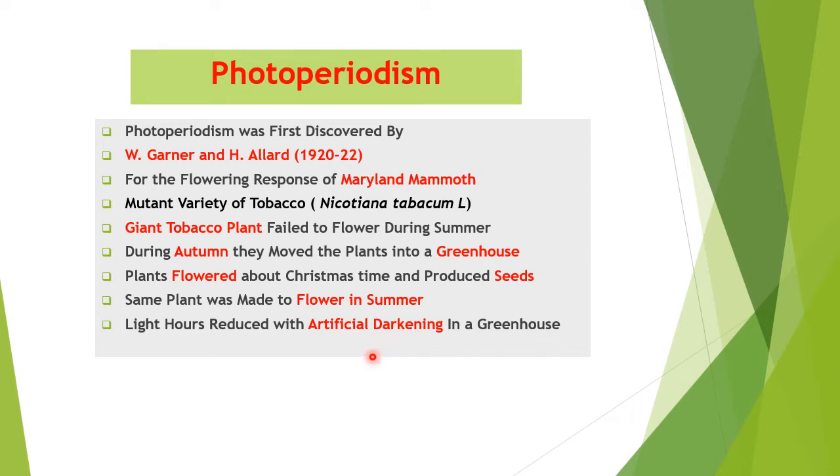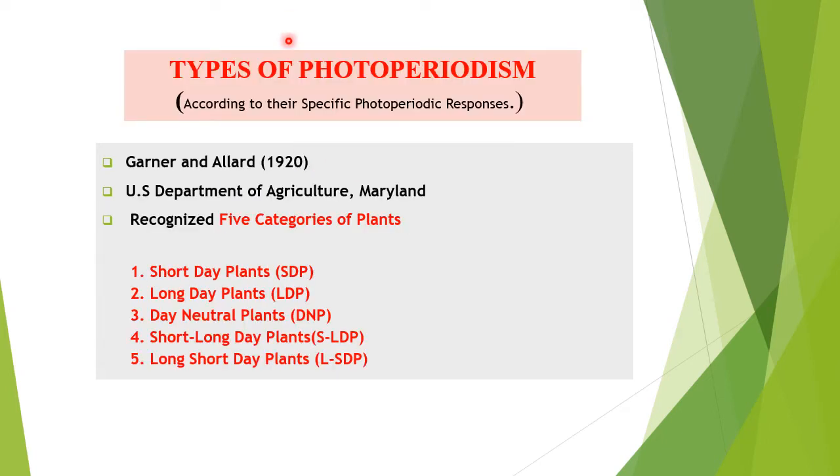We have already discussed this, but I want to give you an idea to refresh your memory about photoperiodism. There are types of photoperiodism, different according to the specific photoperiodic response. Garner and Allard, at the US Department of Agriculture, Maryland, recognized 5 categories of plants: short day plants, long day plants, day neutral plants, short long day plants, and long short day plants.